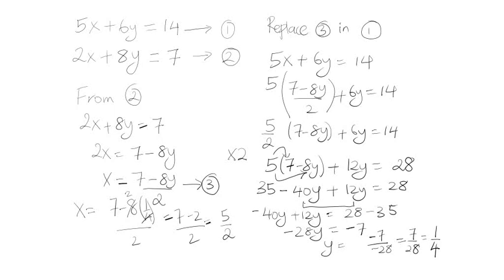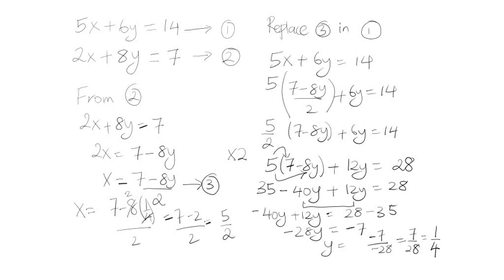So I start with equation 2. From 2, 2x plus 8y equals 7. I try to make x the subject of the formula. So I move the 8y to the other side, it becomes minus 8y. Then x will be 7 minus 8y divided by 2, because it's times 2 here on the left. This becomes equation 3.